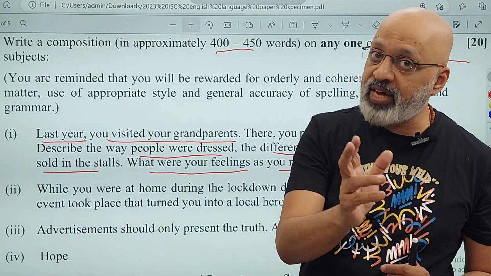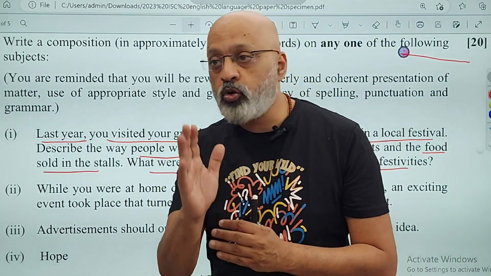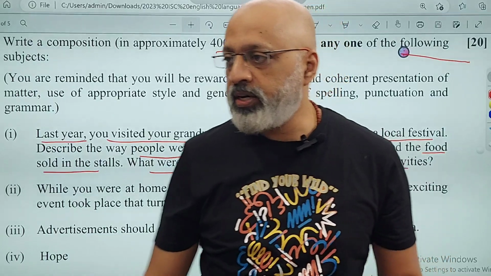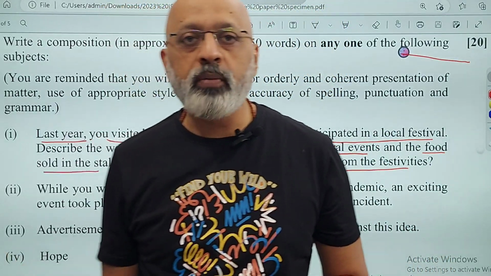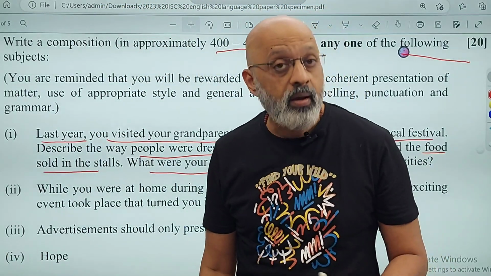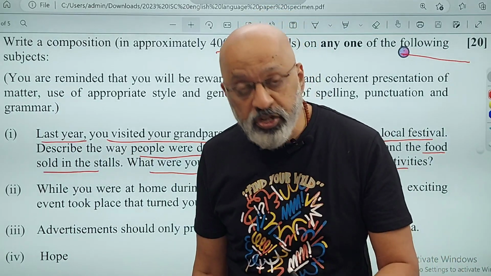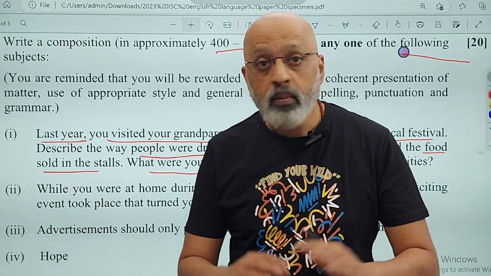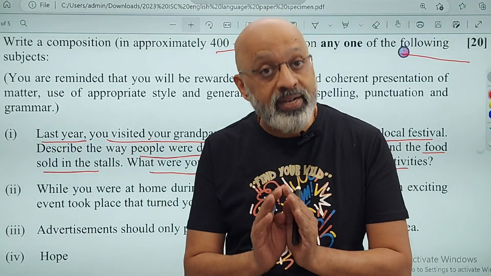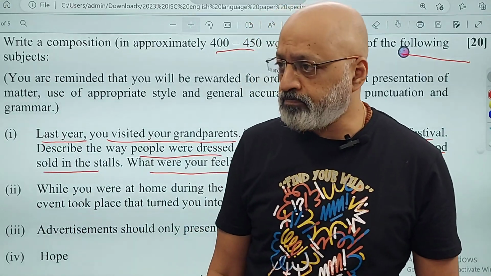That is one strategy that I would suggest, for those of you who are looking to attempt a descriptive essay. Don't think that if I write anything, I'll get marks. You will not get marks. In Composition, essays are checked in a strict manner. It's not that you can write anything and get marks. It will not happen. It does not happen. Okay.